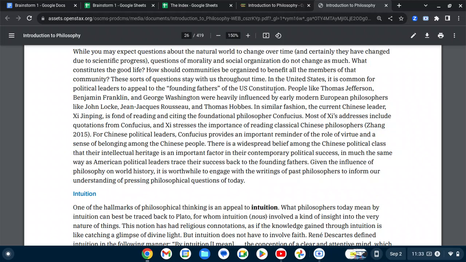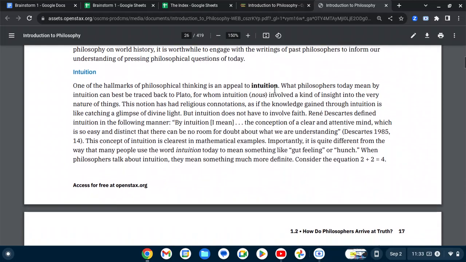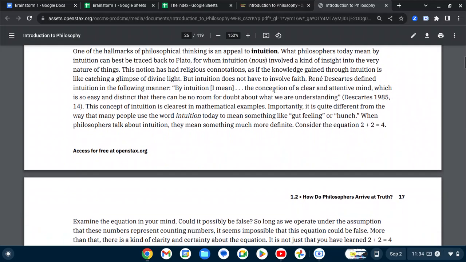Given the influence of philosophy on world history, it is worthwhile to engage with the writings of past philosophers to inform our understanding of pressing philosophical questions today. Intuition. One of the hallmarks of philosophical thinking is an appeal to intuition. What philosophers today mean by intuition can best be tracked to Plato, for whom intuition involved a kind of insight into the very nature of things.